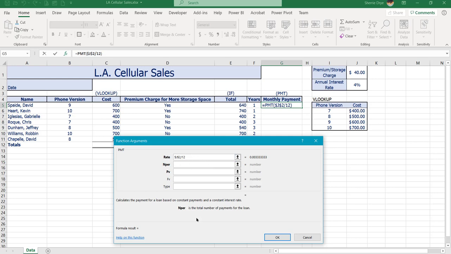So the number of periods is the total number of payments for the loan. Here we're paying per year, 12 months in a year, so we're going to take the number of years that the customer will pay and multiply that by 12. And again, I'm going to hard code the 12 there. F5 does not need to be absolute, because as we copy the formula down, we want the number of years to change from one customer to the next. The present value is the present value of the loan. So it's basically your loan amount.